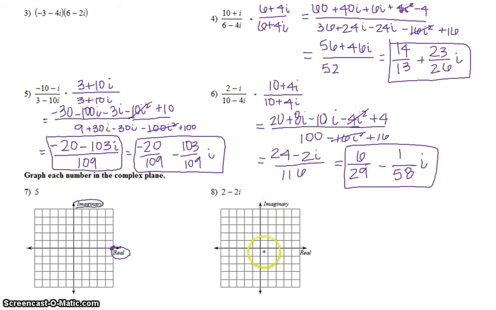On number 8, real number is 2. The imaginary number is -2, so I'll come down to my -2. Looking at those axes, I know they're kind of hard to see there, but that is 2, -2.